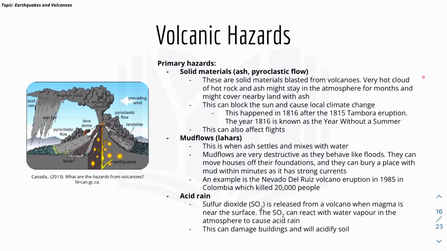A very hot cloud of hot rock and ash might stay in the atmosphere for months and might cover nearby land with ash. So here's an interesting note about the solid materials, where it can block the sun, which happened in the past.